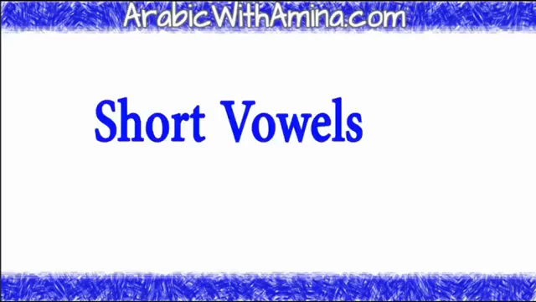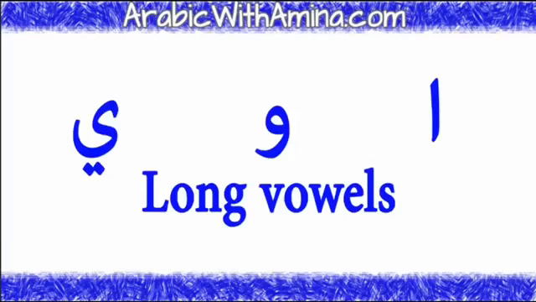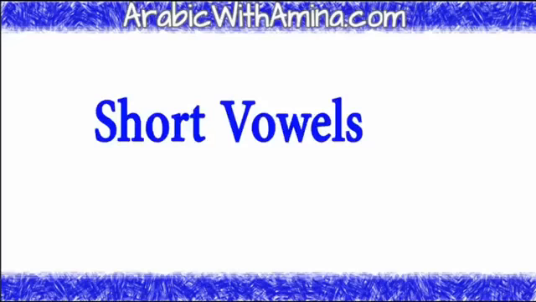In this lesson we are going to be taking the vowels. In the Arabic language there are two types of vowels. There are short vowels and there are long vowels. The long vowels are represented by the letters alif, waw, and ya. So 3 letters from the alphabet are considered long vowels. But right now we're going to be focusing on the short vowels.